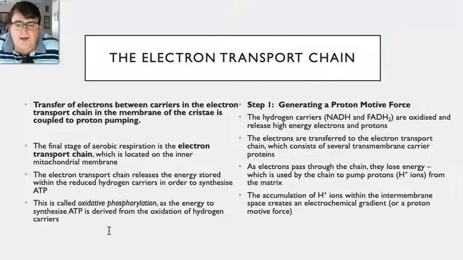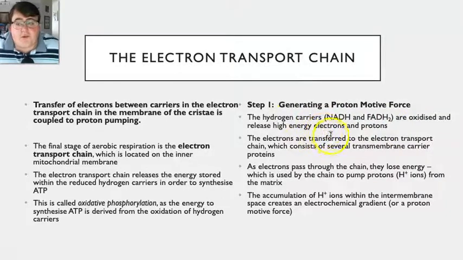So let's look at how the electron transport chain actually works. The very first step is to generate a proton motive force. We're using our hydrogen carriers, which are NADH and FADH2. We oxidize these, and that releases high energy electrons and protons.